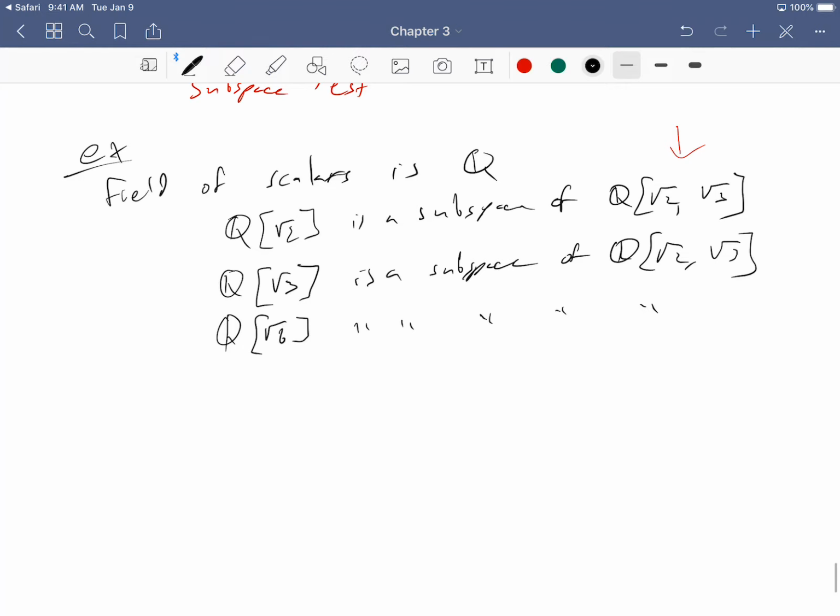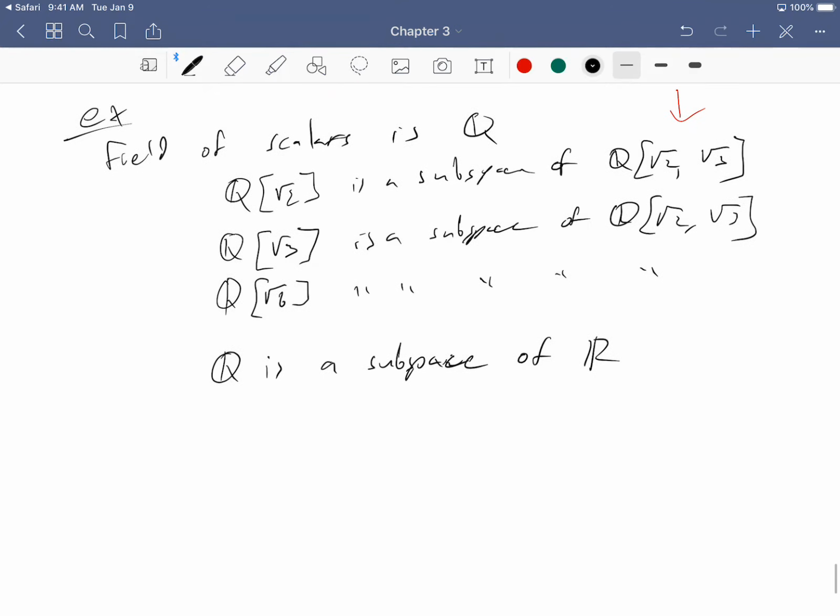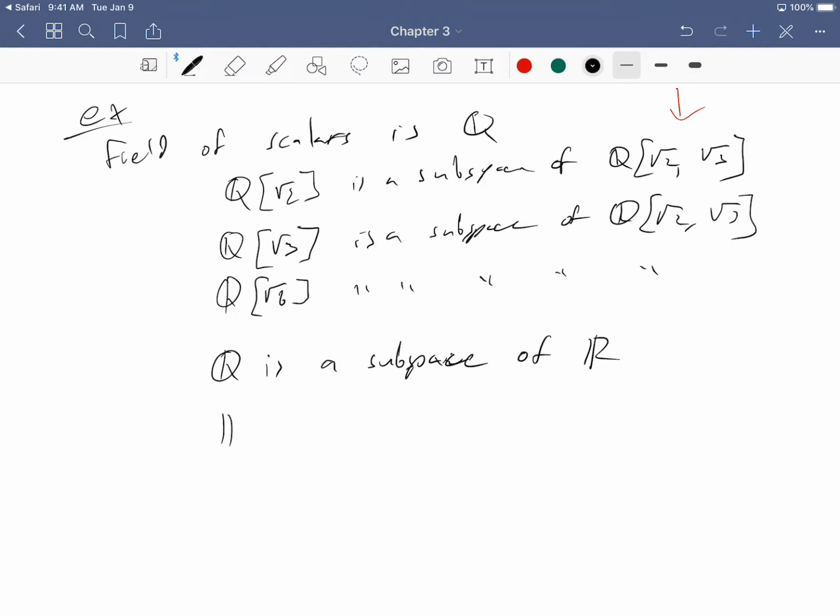We can also say, let's say our field of scalars is Q. We can say that Q is a vector space, and it's a subspace of R as a vector space over Q. And R is a subspace of C. Those are both vector spaces with scalars from Q, and R is a subspace of C, the complex numbers.